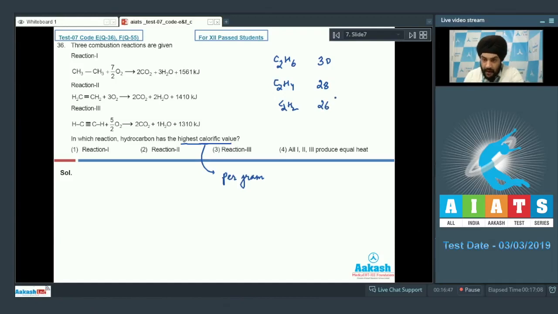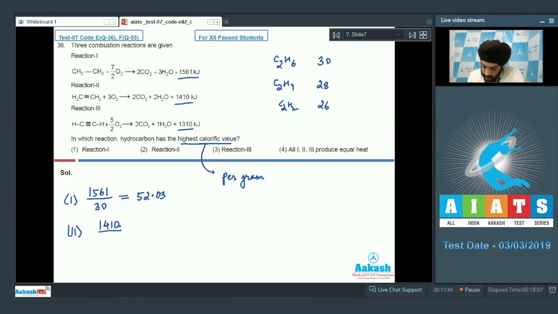So all that is left now is to divide the heat liberated upon the total grams, and we can find out the calorific value directly. So if we talk about the first compound, we have a heat of 1561, and this much heat was liberated by the combustion of 30 grams of the hydrocarbon. So this gives us a value of 52.03 approximately.